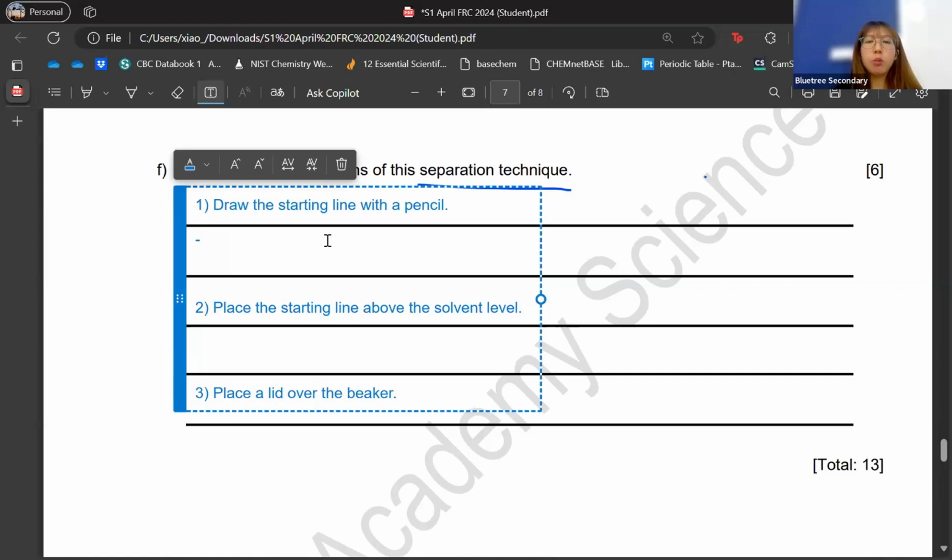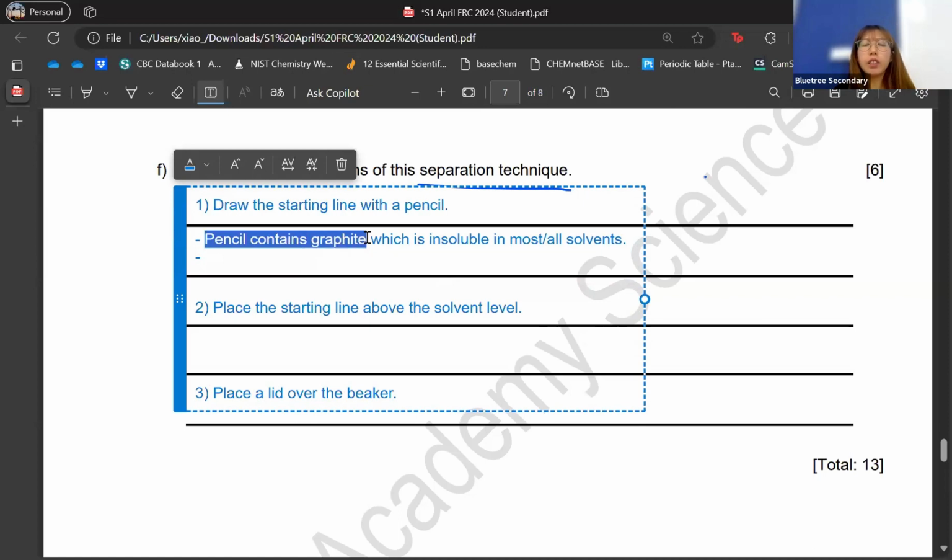Okay, so the first point that you must mention about pencil is that pencil contains graphite. And what about graphite? Graphite is insoluble in most solvents. If you write all solvents, you will not be marked wrong. If you write most, you will not be marked wrong. You will learn about graphite when you go to secondary 3. Okay, so same thing, when you write down the evidence, the information you know about graphite, you do not stop here. You need to answer back to the question. Why graphite is insoluble? Then you use a pencil as a starting line.